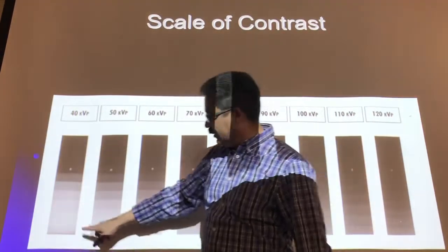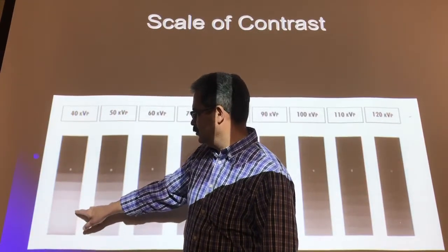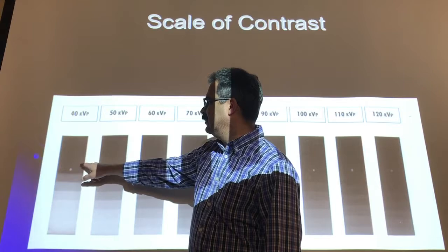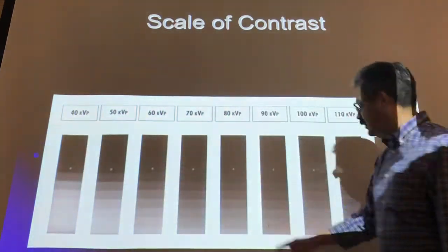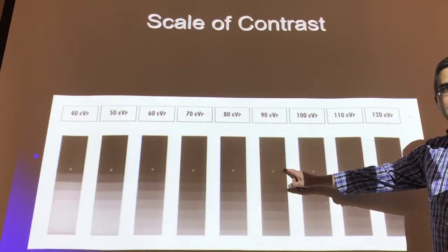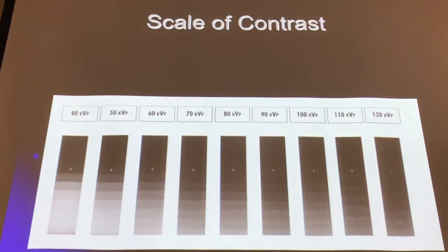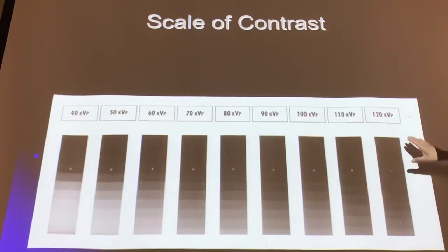I can count them. I can go 1, 2, 3, 4, 5, 6, 7, and then I lose them. You get here, 1, 2, 3, 4, 5, 6, 7, 8, 9. Here, with the lighting that we have, you cannot see.